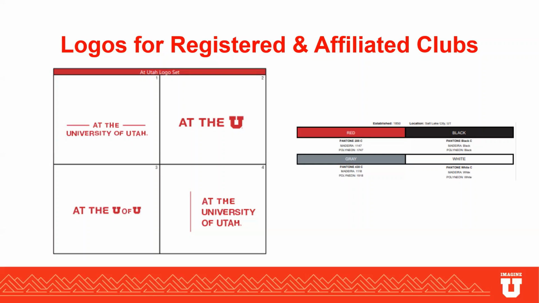So you can use whatever font you want, whatever color you'd like, as long as you're using the approved verbiage at the University of Utah. So that little phrase is sort of the key to referencing the university with your club if you're a registered or affiliated club.